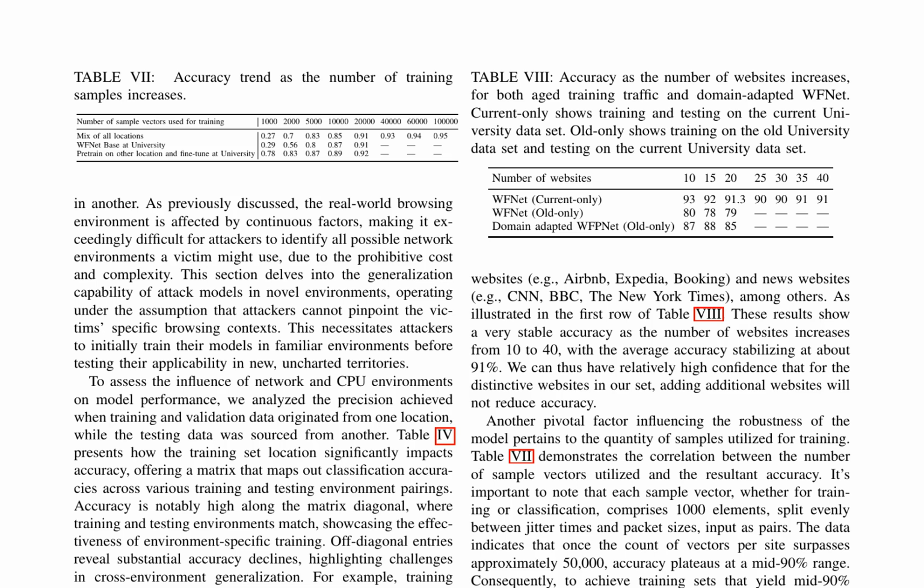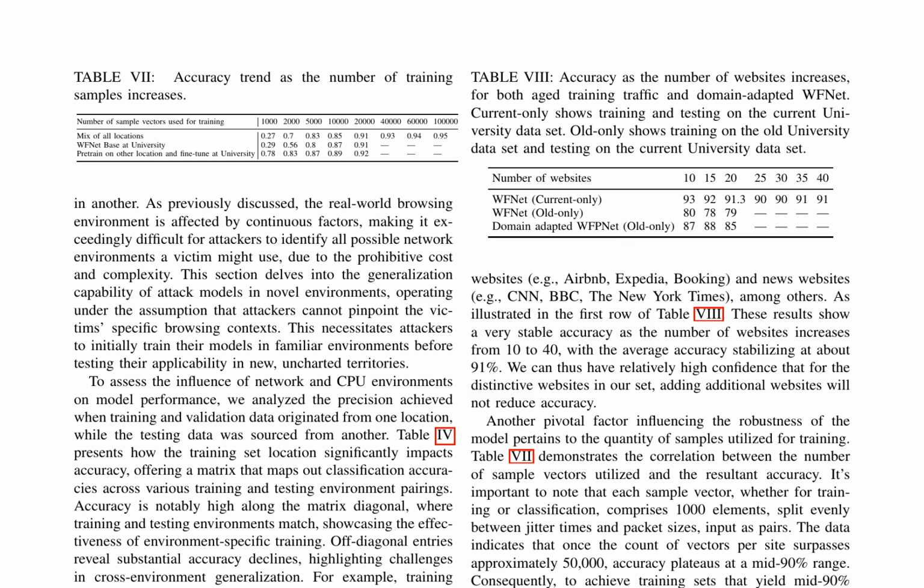Diversifying training data bolsters the model's ability to generalize beyond a single training context, but the gains in performance are somewhat muted. In unfamiliar settings, the model's accuracy declines, such as directly targeting users in a university setting, where accuracy halves to just 50%. The number of websites is a key factor, with Table 8 showing stable accuracy as the number of websites increases from 10 to 40, stabilizing at about 91%.